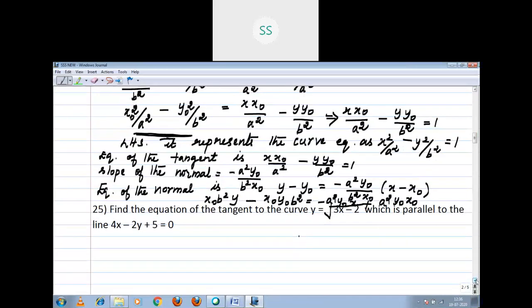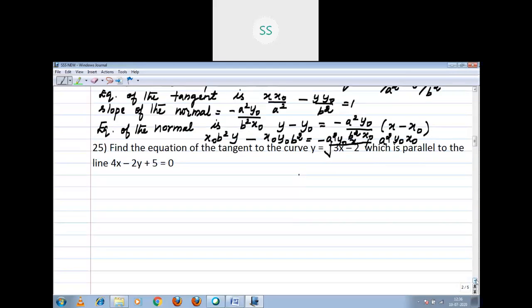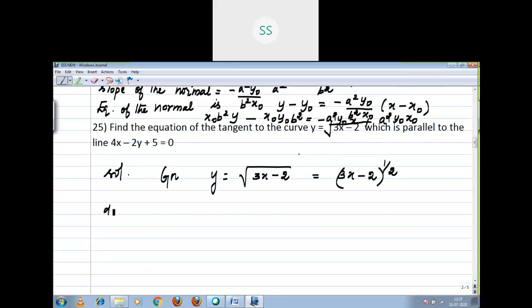Then the parallel concept only will help you to solve this problem. Already I discussed the same thing in question number 23. Now you see the solution given. y is equal to root of 3x minus 2, which is equal to (3x minus 2) the whole power 1 by 2. Now you are going to differentiate with respect to x on both the sides.